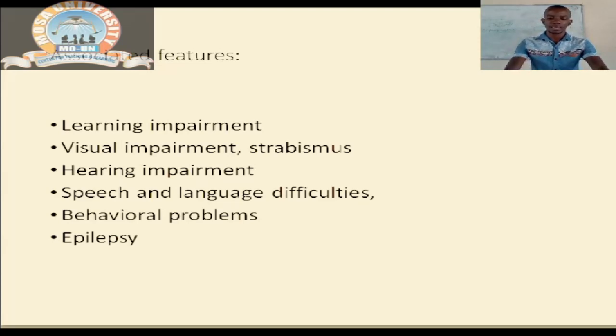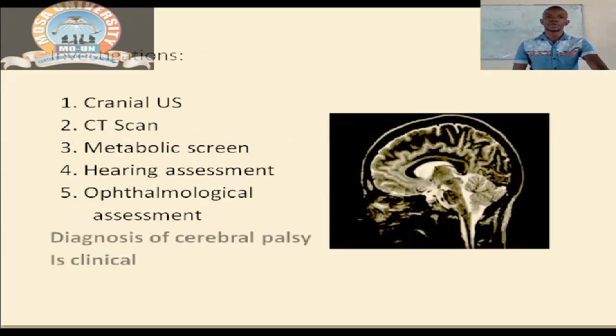Strabismus simply means this child is unable to focus with both eyes on one object. You'll find that one eye is able to focus on the object while the other is having problems, and they will tend to squint. The other associated features that these patients may have are hearing impairment, speech and language difficulties, behavioral problems, as well as epilepsy. These are just some of the features that are going to be presented alongside the general clinical features that a patient will have in cerebral palsy.